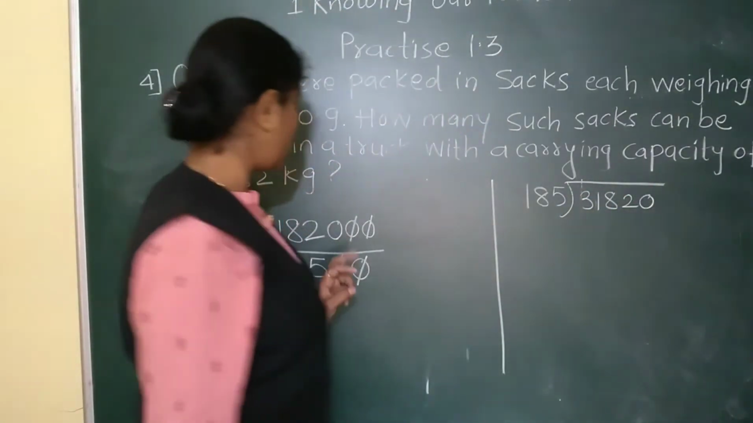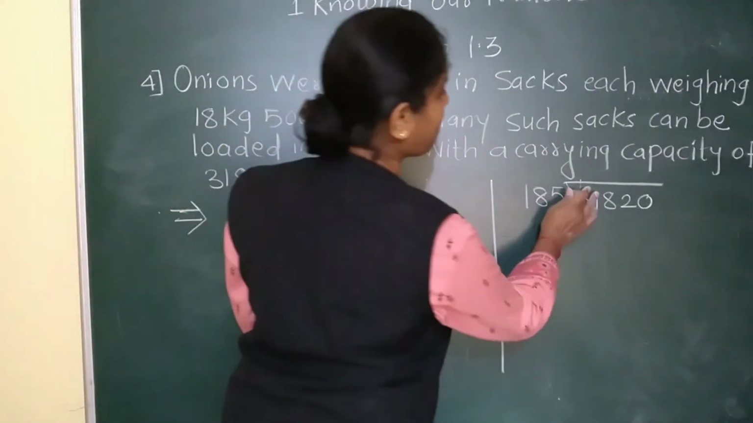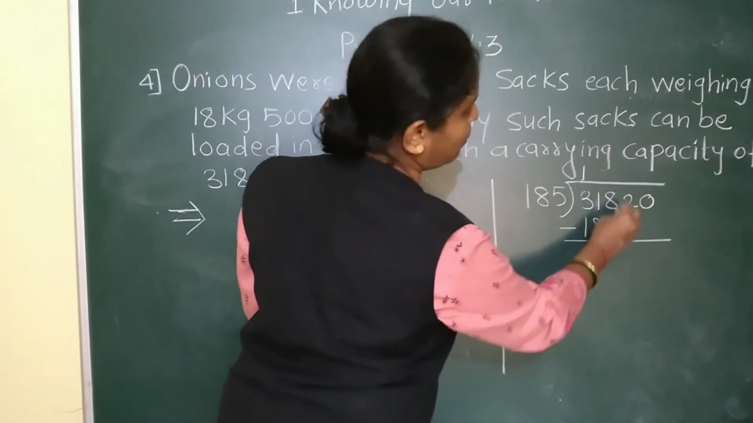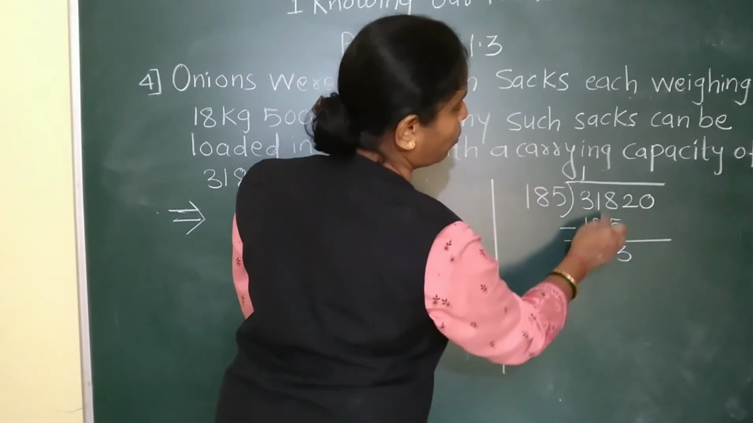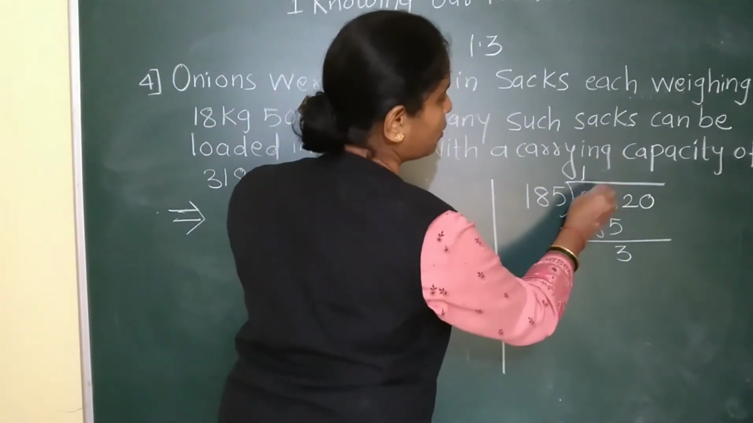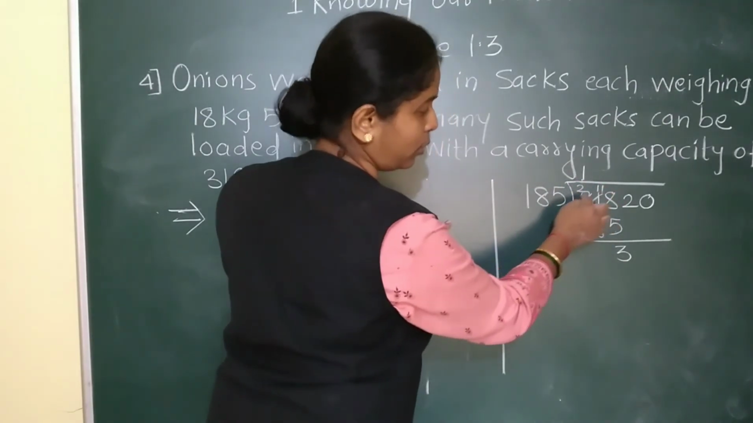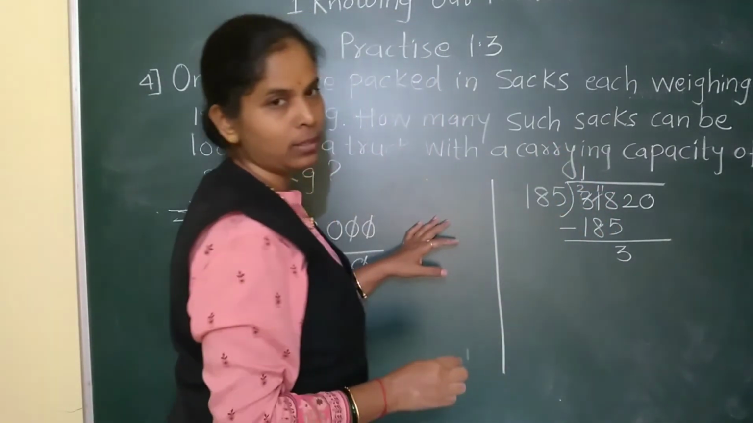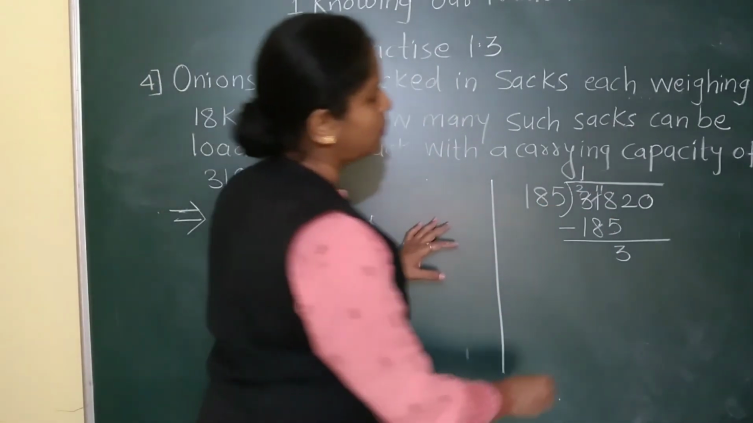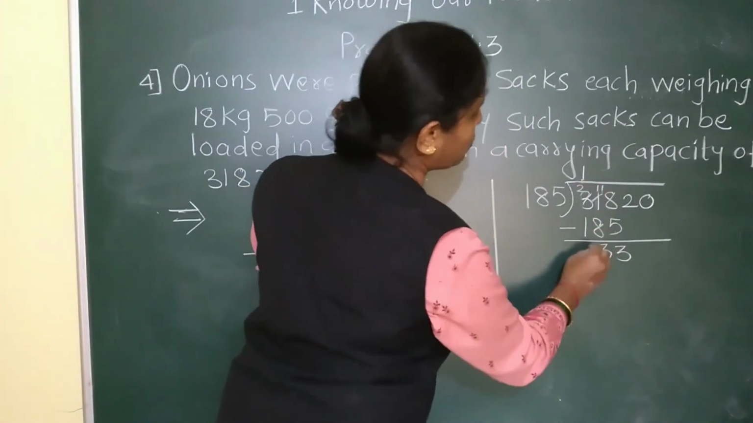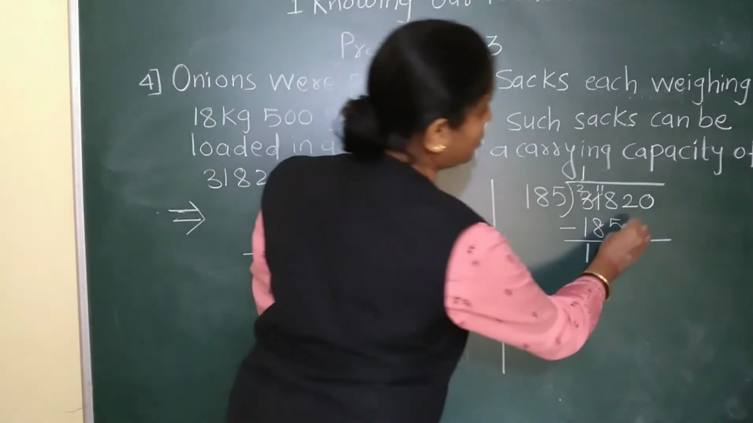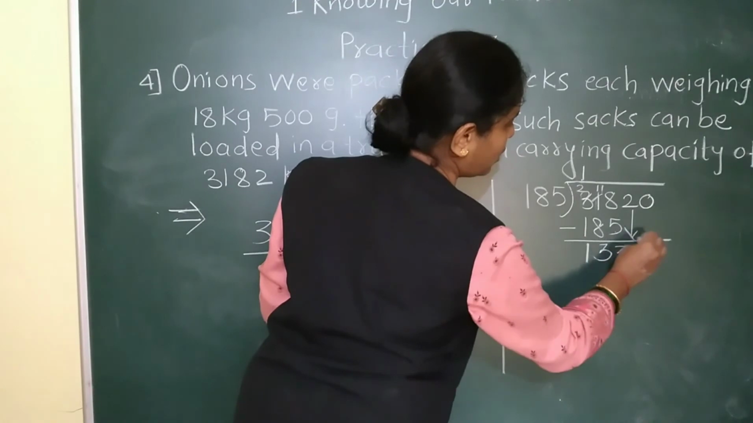31,820 divided by 185. So we can do vertical division also. 31,820. Now see, 185 ones are 185. Okay, 8 minus 5, 3. Now can we subtract 8 from 1? So what do we have to do? We have to borrow 1 from 3. Here 2 will remain, here 1 will be there, and here it will make 11. So 11 minus 8 is 3, and 2 minus 1 is 1. Now this subtraction is over, then take the next digit down.